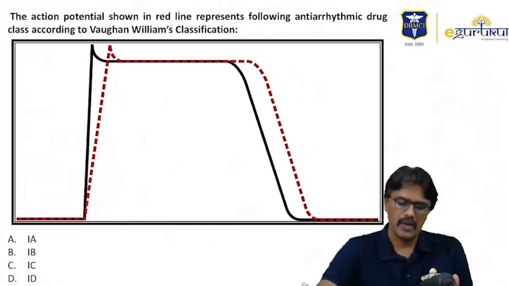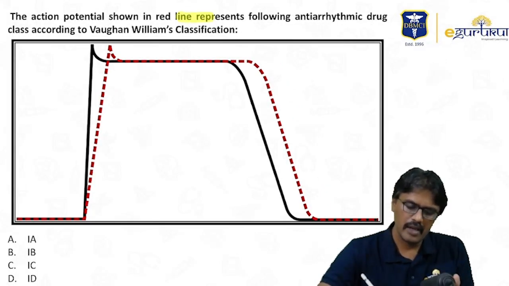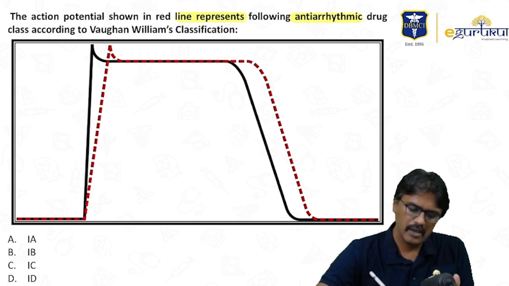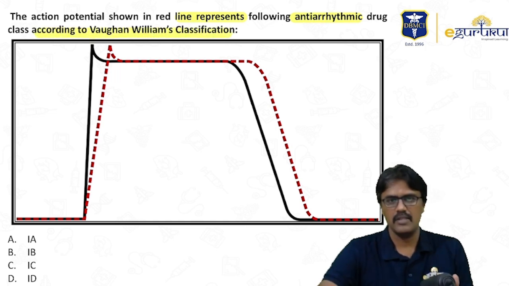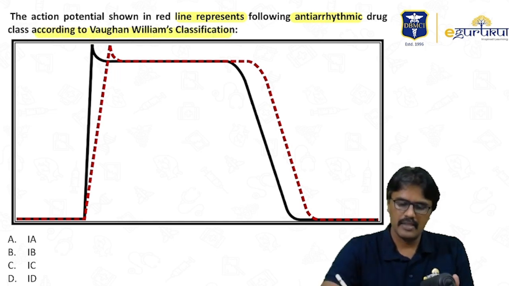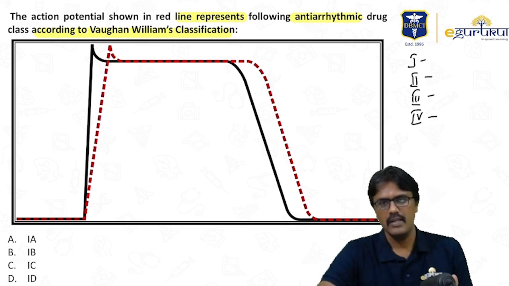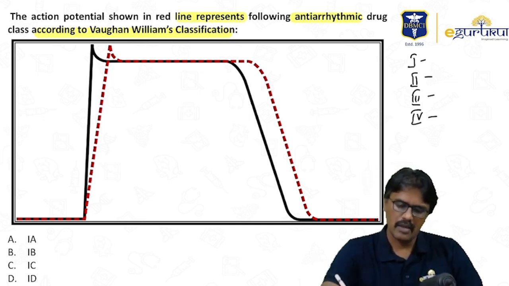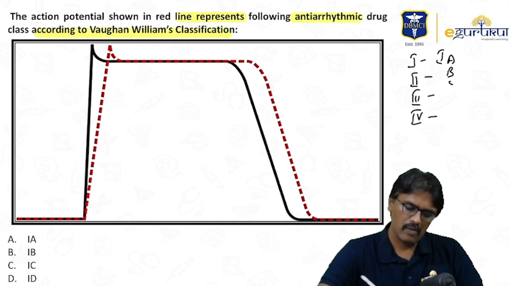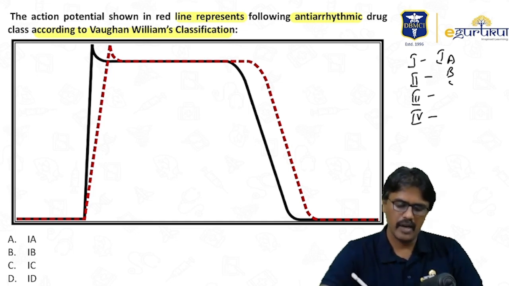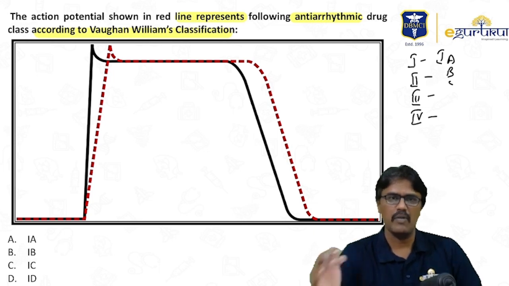Now, moving on to the action potential shown in the red line, which indicates the following antiarrhythmic drug according to the Vaughan-Williams classification. You know that we have 4 classes of antiarrhythmics: 1, 2, 3, and 4. Class 1 is sodium channel blocker, class 2 is beta blocker, class 3 is potassium channel blocker, class 4 is the calcium channel blocker, and 5 is miscellaneous. Now they have asked in class 1, is it 1A, 1B, or 1C? The black one represents the normal graph, the red one represents 1A, 1B, 1C.